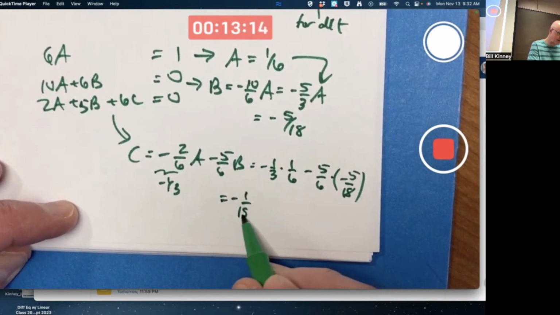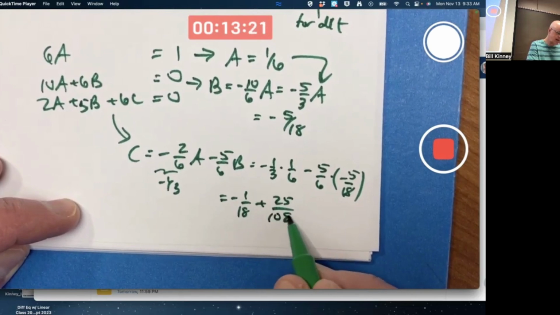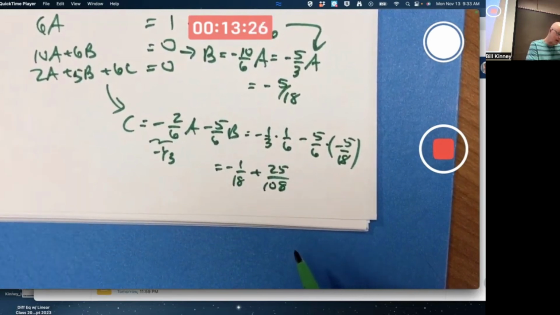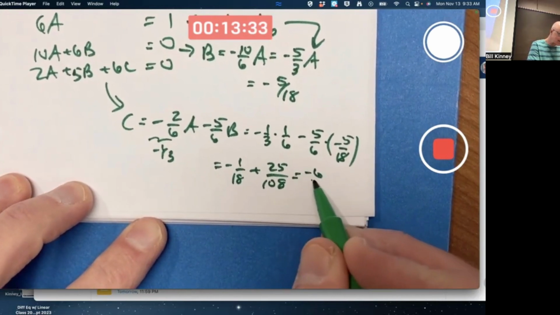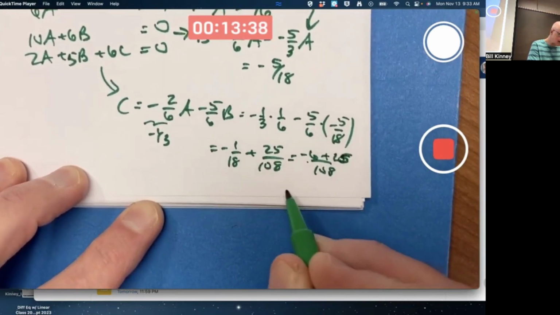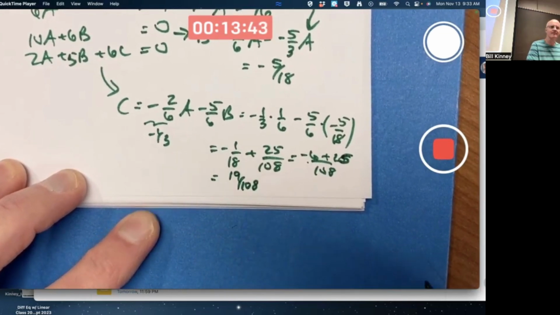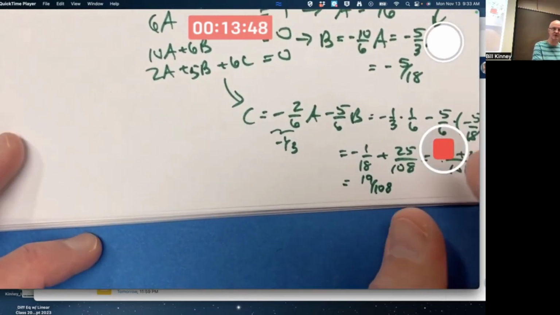Negative 1/18 plus 25 over what? 108, is that right? Let's see, does 18 go into 108? Yes, it does. 6 times. This is negative 6 plus 25 over 108. I've not made a mistake. 19 over 108, is that good? Yeah, there's a lot of work in this, but it's still fairly straightforward.